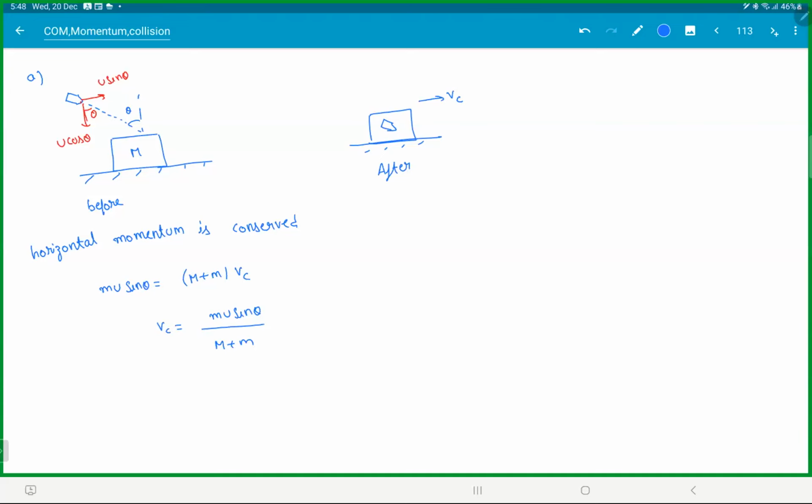Check. So the normal is impulsive in this case. Normal is impulsive, but that's the reason we are not doing anything in vertical. Yeah, got it. Clear, everyone? Now the second part.